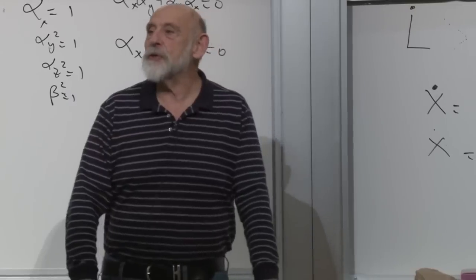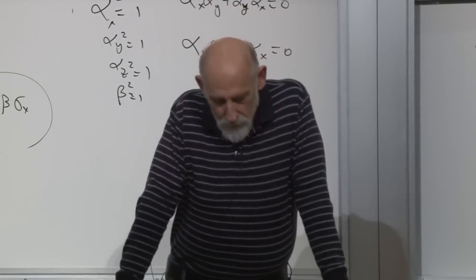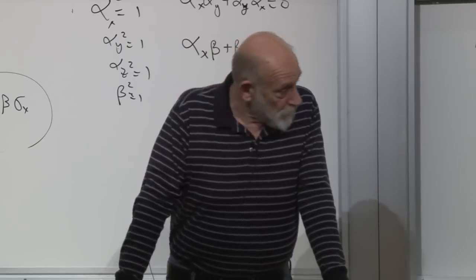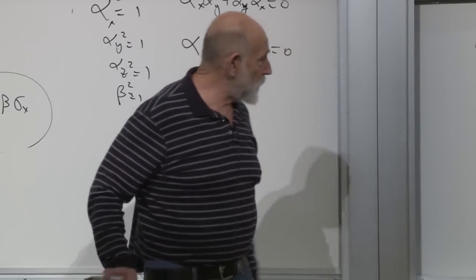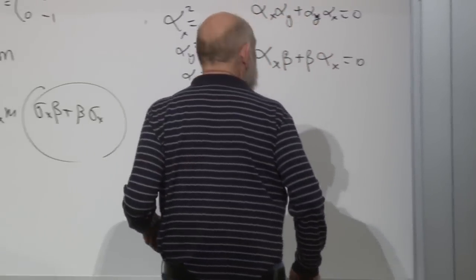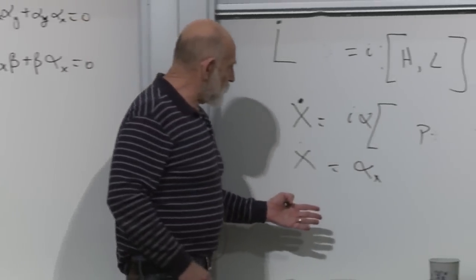Can only be plus or minus 1 in any direction. On the other hand, alpha itself is not conserved. Oh, that's an interesting question. Alpha itself is not conserved. Why not? Let's see if alpha x is conserved.